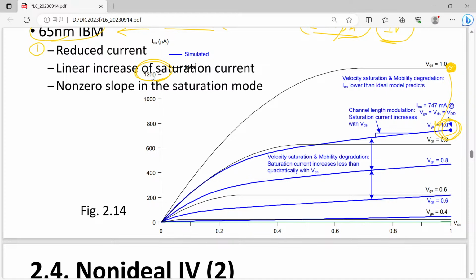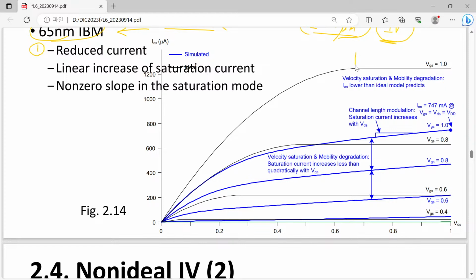Another one is related with this one. The black curve is the ideal IV characteristics, and previously I asked you, please try to find out the transition between linear mode and saturation mode. Can you do it once again?